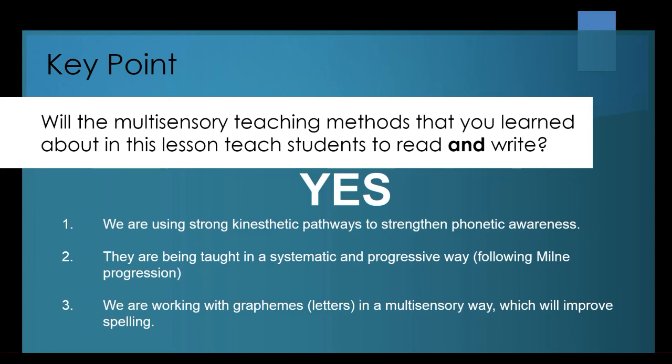So number 1, we're using strong kinesthetic pathways to strengthen the phonemic awareness. 2, they're being taught in a systematic and progressive way because we're following the Milne progression. And 3, we're working with graphemes, letters, in a multisensory way. And by working with the actual letters, we are improving their spelling.